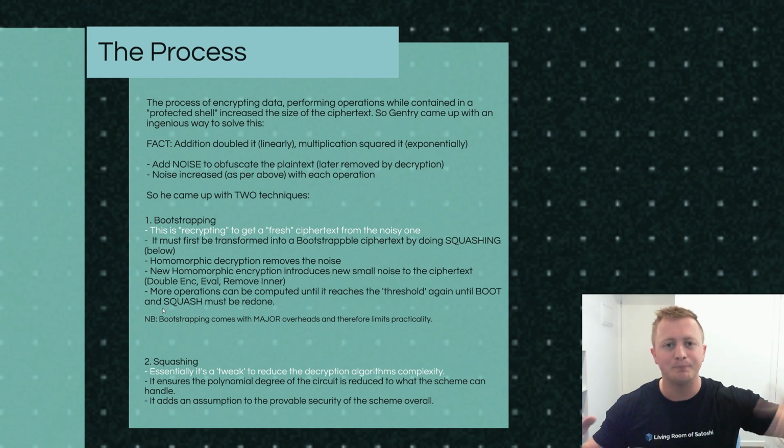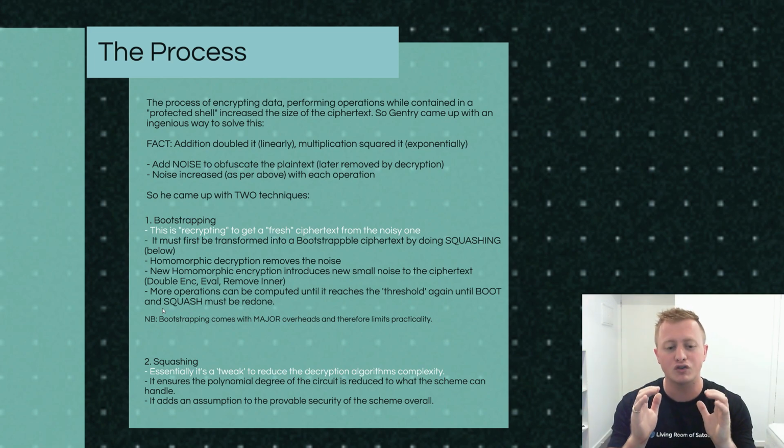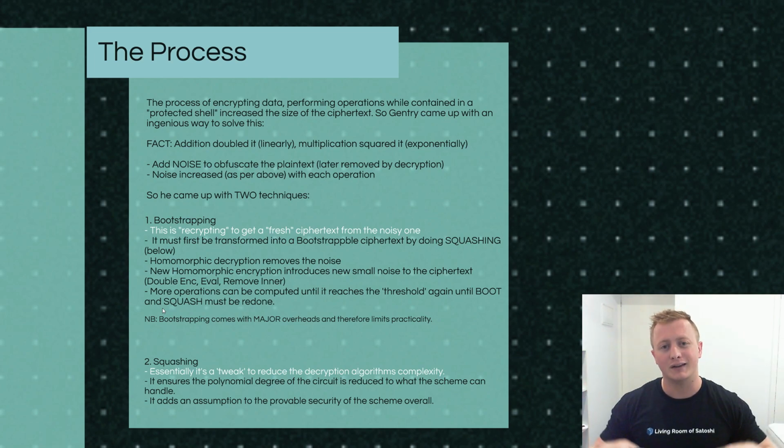This happens again. And of course, the outcome of which is the fact that we can do this unlimited number of operations because of these two ingenious methods of squashing the decryption algorithm into a complexity that the actual homomorphic algorithm can compute on. Now, as a portion of that, of course, bootstrapping comes with major overheads, and therefore it limits practicality because it's very computationally expensive to be able to do that.